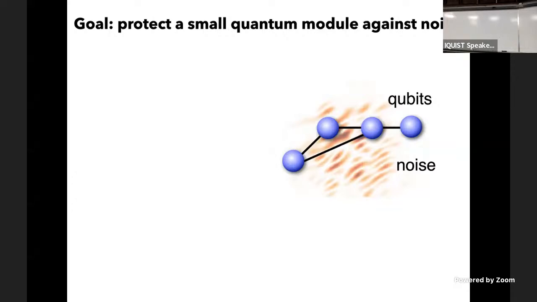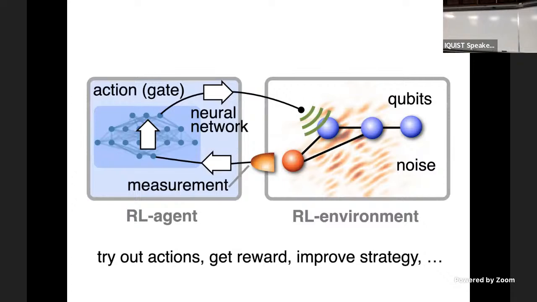And again, we can turn this into a reinforcement learning setting. We can say, the qubits together with the noise, they form the reinforcement learning environment. The agent would be a neural network. The measurement results when you measure these qubits and execute certain actions, which in this case might be the gates, so the simple operations that you can act on the qubits, like flipping a qubit or making two of them interact. And the procedure would be, as I explained before, you try out different actions, possibly randomly at first, you get some reward that teaches you how well you preserve the quantum information, and then you improve your strategy.